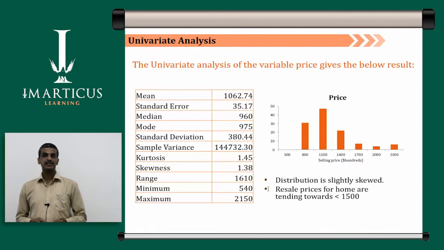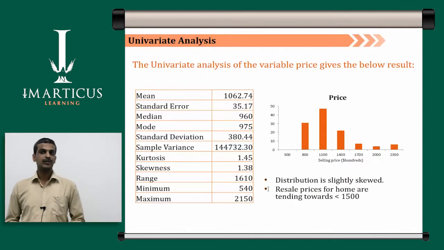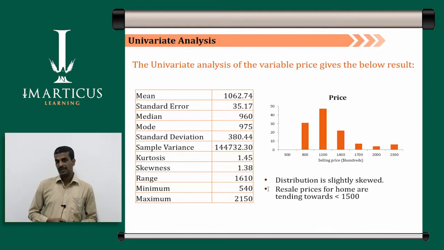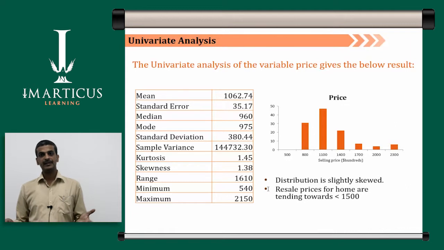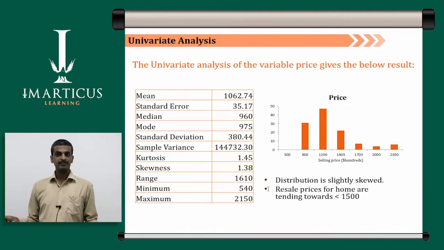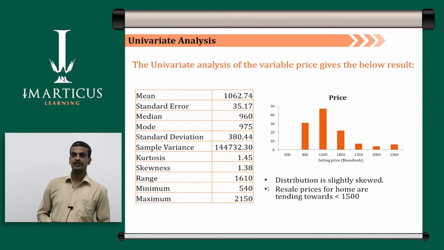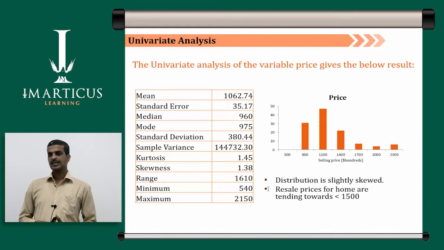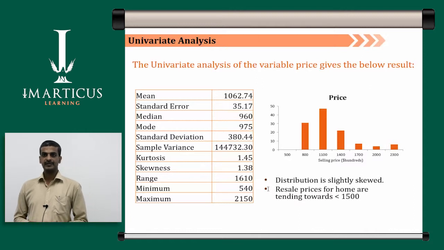The univariate analysis of the variable price gives the below result. As you see in this chart, we can calculate the mean, standard error, median, mode, standard deviation, sample variance, kurtosis, skewness, range, minimum and maximum value. If you plot a diagram representing this, you see the distribution is highly skewed, where resale prices for homes are trending towards less than 1500.